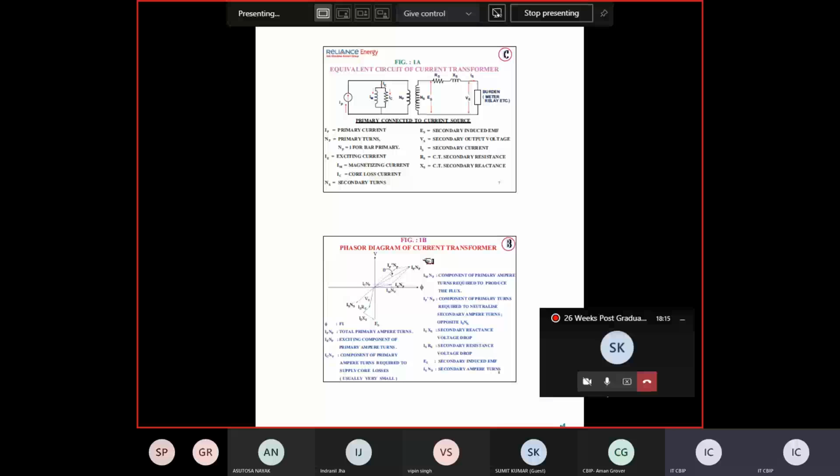So this is just distributing here. Primary connected to current source, and this is IE, exciting current, right? Primary current goes from here and comes over here. Exciting current is dividing into two parts. First is magnetizing, and the IC is core loss current, right?